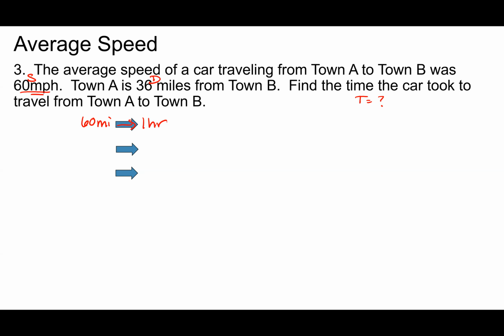So town A is 36 miles away. All right. So this is very similar to our last problem, right, guys? Remember how it was kind of a lot easier to use the proportion method? Okay, go ahead and solve the problem.